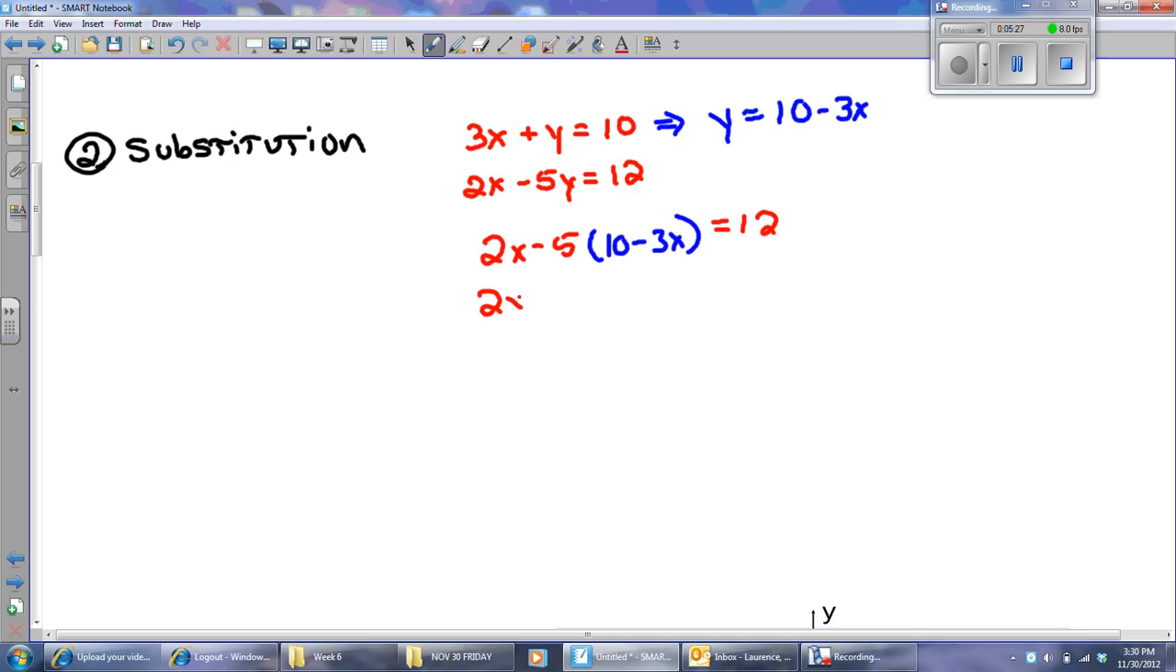So I'm going to get 2x minus 50 plus 15x equals 12. I'm going to combine my like terms, get 17x minus 50. Oh, 50, not 15, excuse me.